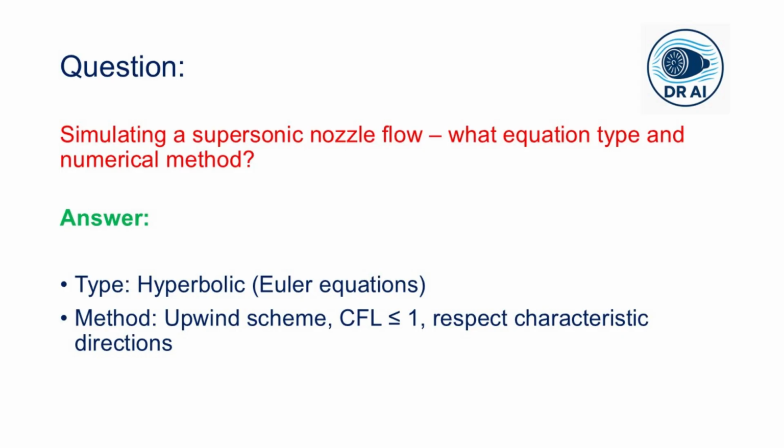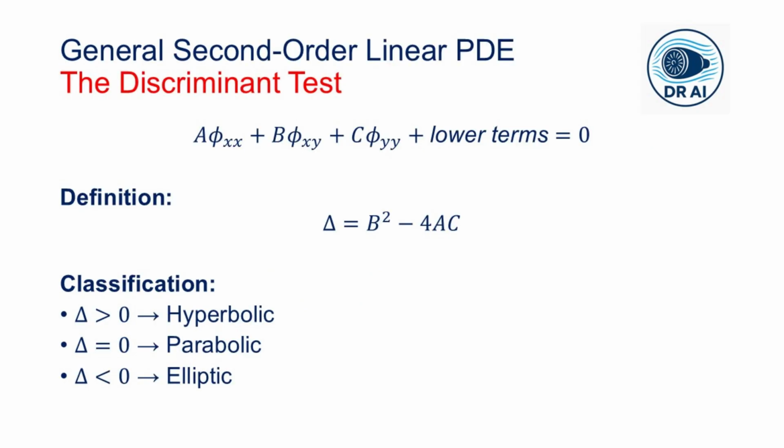So yes, the supersonic flow with the Euler equations is hyperbolic. Information travels downstream along characteristics at a finite speed. Therefore, you should use an upwind scheme that respects the direction of propagation. And the CFL condition requires that the time step be small enough that the numerical domain of dependence contains the physical domain of dependence.